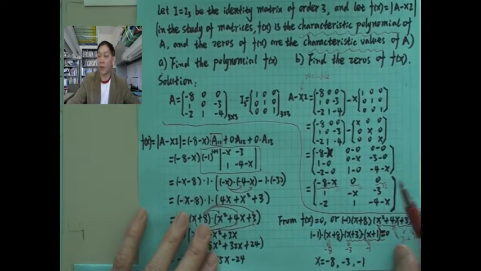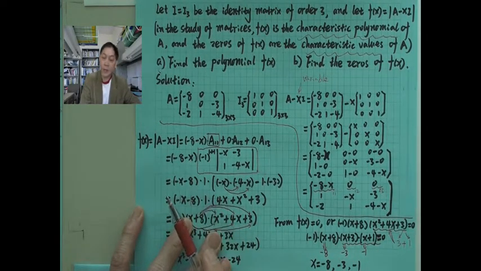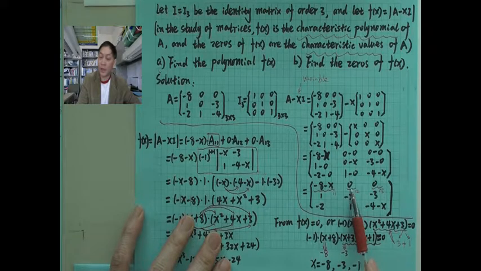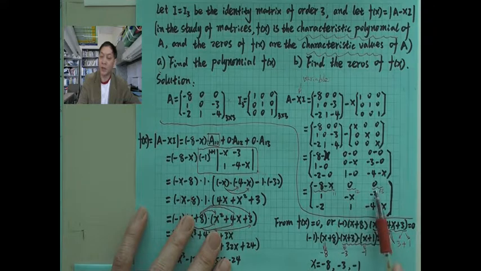Okay, so let's figure out the determinant. Since we have two zeros here, the first one is negative 8 minus x. That's on the first row, first column. This 0 is first row, second column, so I wrote 1, 2 here. This 0 is 1, 3, row 1, column 3.